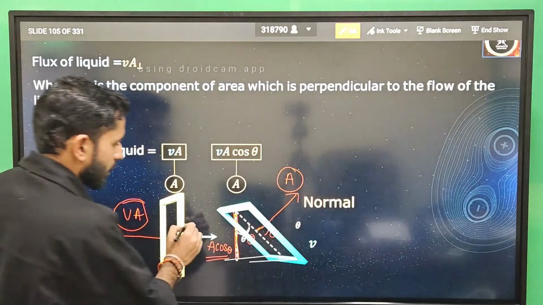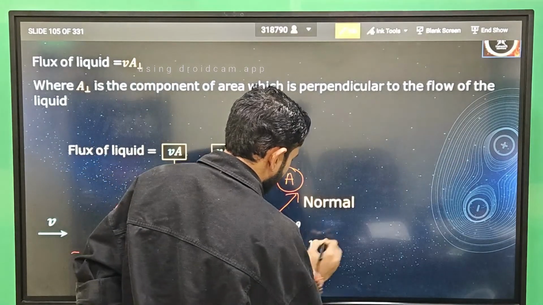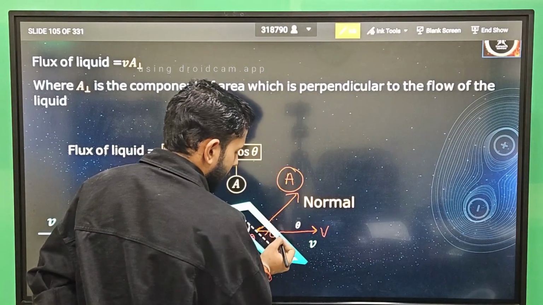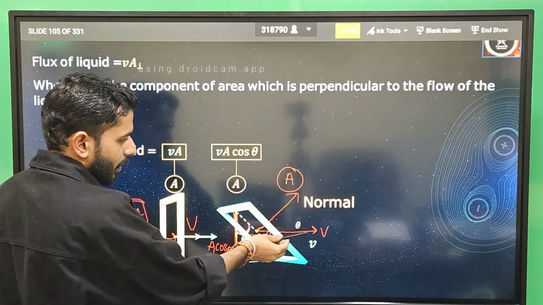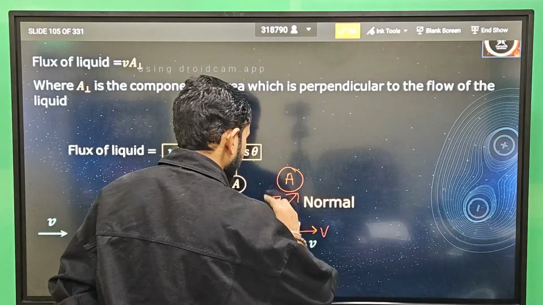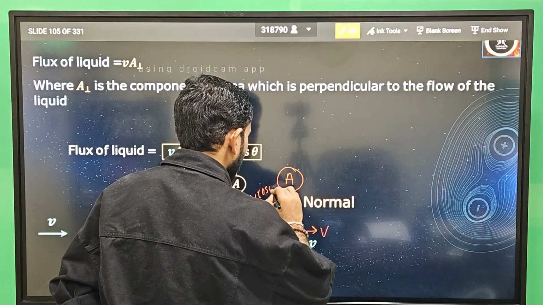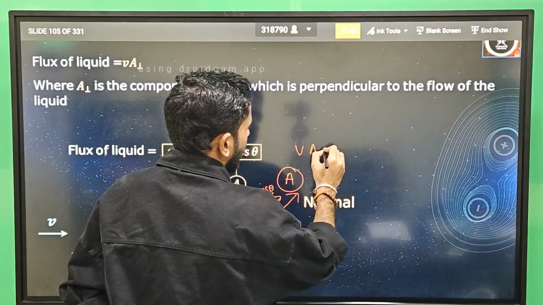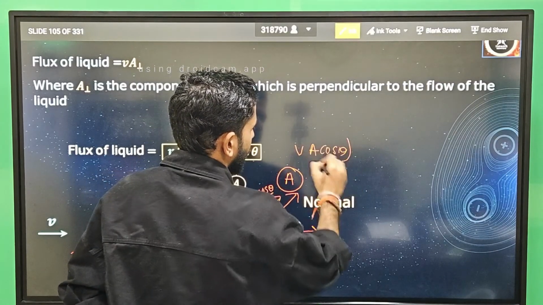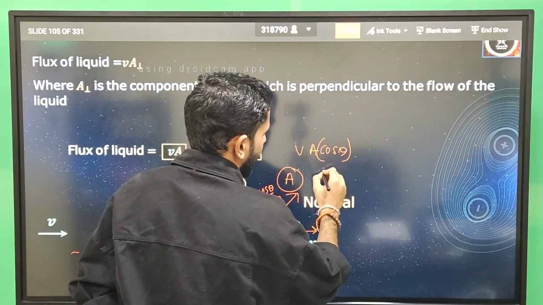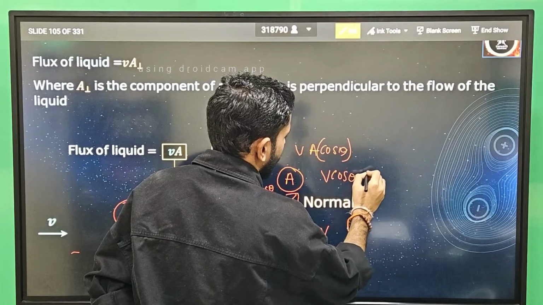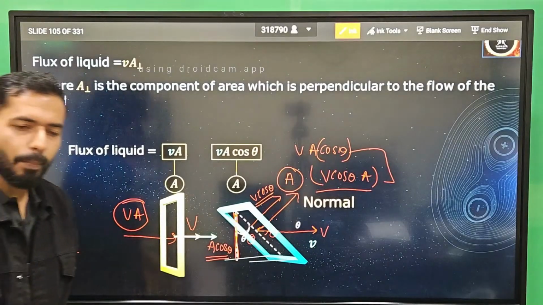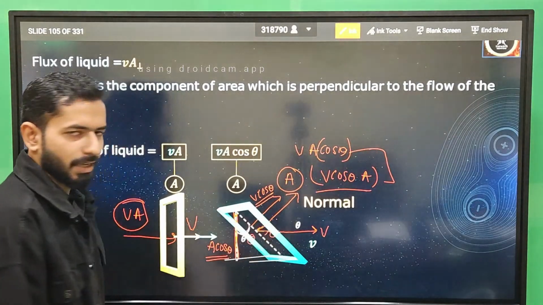Or you can say vice versa also. Vice versa how? If this velocity is V, here also the velocity will be V. And what is this angle? This angle is theta. So along this original area, the component of velocity is V cos of theta. So net, what you are defining is either V into A cos of theta, or you can write V cos of theta into A. Both are the same thing. It depends on you what component you want to make. Both are interpreting the same meaning.